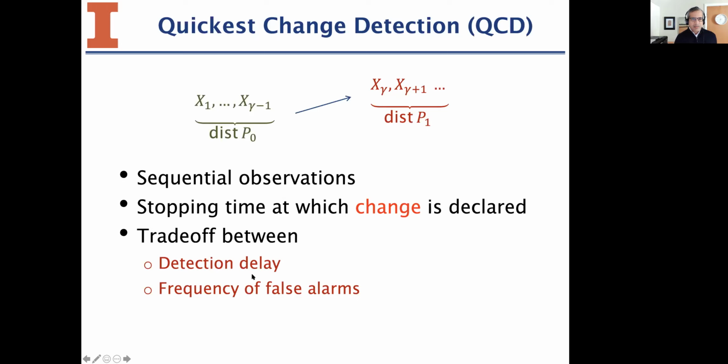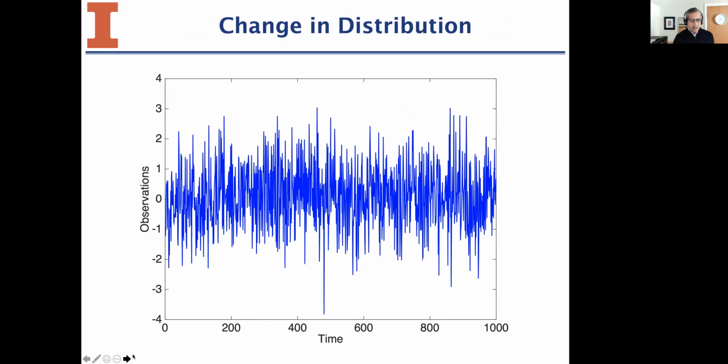Again, the quickest change detection problem is you're trying to detect a change in distribution from P0 to P1 that happens at some change point gamma. Let's look at a computer-generated example of a sequence of observations that changed in distribution at some point. Here the observations start as Gaussian with zero mean and variance one, and then the distribution changes to Gaussian with mean 0.1 and variance one. Looking at this plot, you really can't tell. It is such a subtle change that you can't tell by looking at the plot of the data.